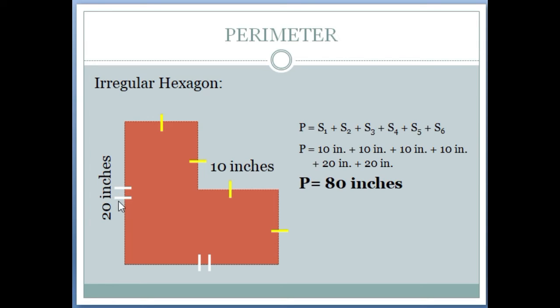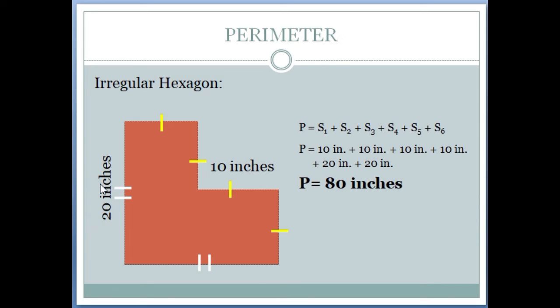Ngayon, kung makikita ninyo, mayroon akong nilagay dito na mga yellow lines. Ibig sabihin yan, itong side na to, itong side na to, itong side na to, itong side na to, na may indicator ng yellow line, has a measurement of 10 inches. Pare-parehas silang 10 inches. Then itong side na to at itong side na to ay may dalawang white lines. Ang ibig sabihin naman niyan, this side and this side ay parehas na 20 inches.